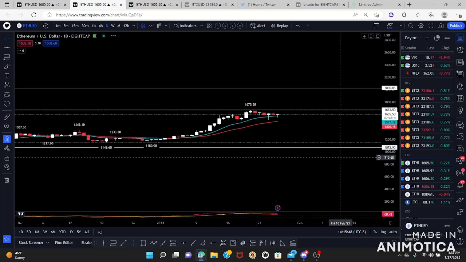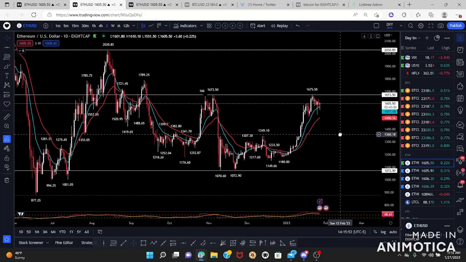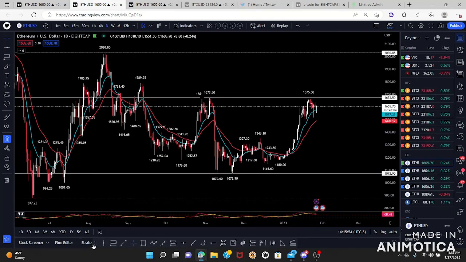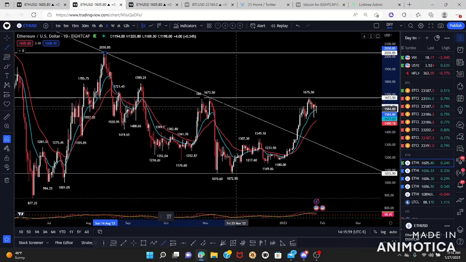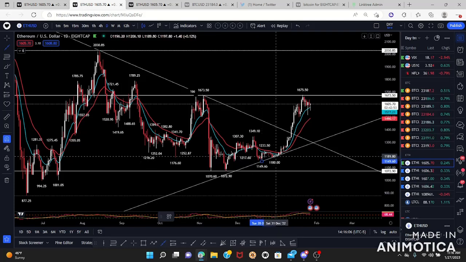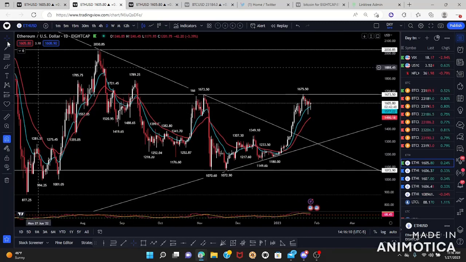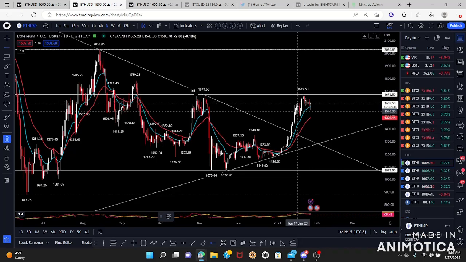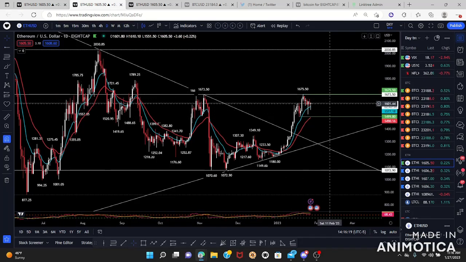move within my daily. Within my daily, I am going to create some trend lines from high to low. From high to low. Perfect. And now that I have my trend lines, I'm going to go ahead and create my daily range. This is my daily range here.